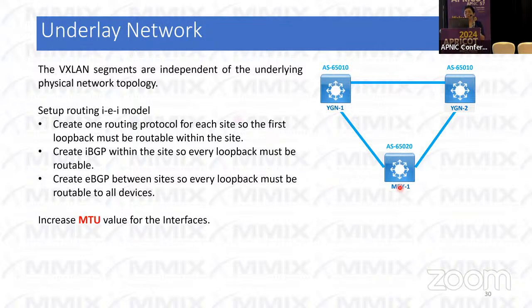For Mandalay, I only have one switch. That's why I don't need to configure IBGP for Mandalay. So I configure EBGP between city to city: Yangon switch 1 and Mandalay switch 1, Yangon switch 2 and Mandalay switch 1. And on all the interfaces, you must increase the MTU value. If not, VXLAN will not work.